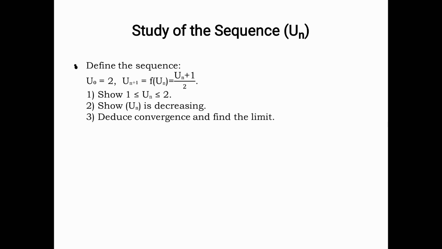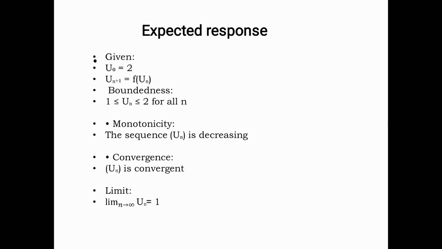Okay, let's go on to the next slide. When you go there, you have an expected response. Their limit is equal to 1. About convergence, the sequence can be divergent or convergent, and we have seen that our sequence is convergent. About their monotonicity, it is decreasing. You can already think of it as the expected response.